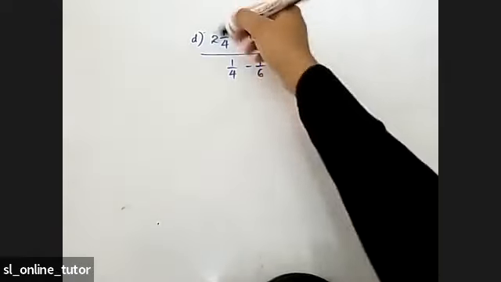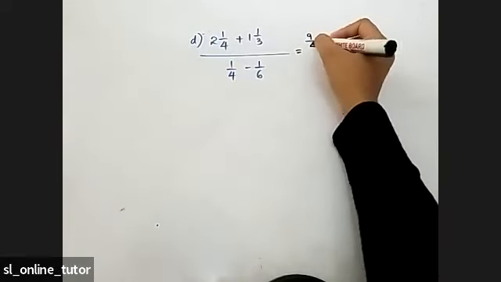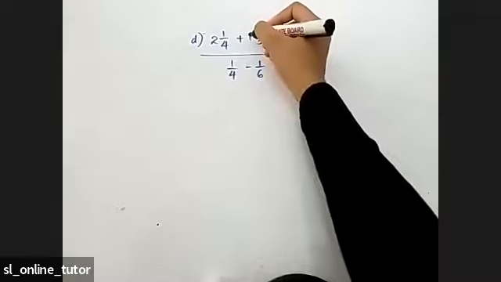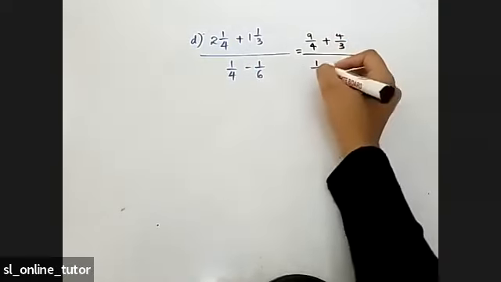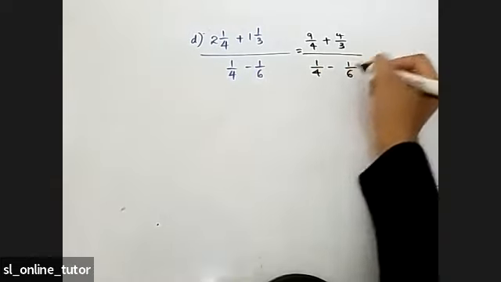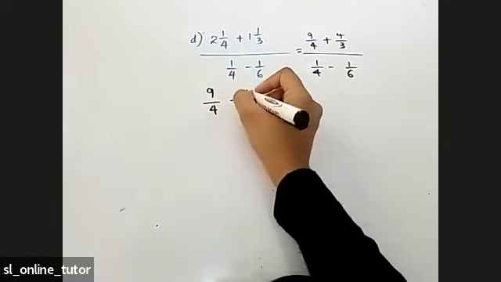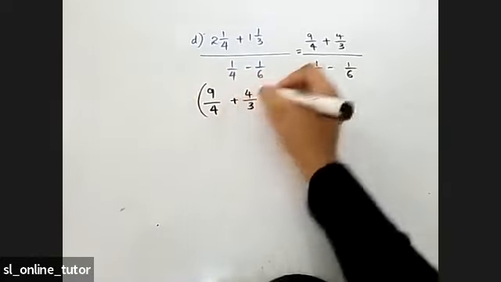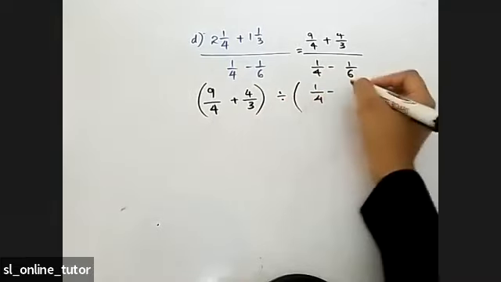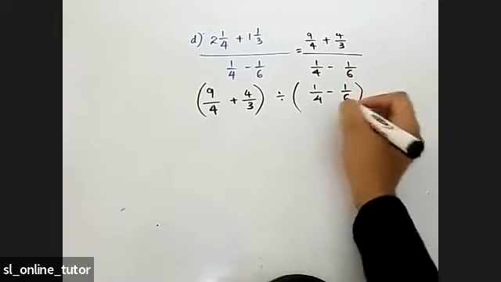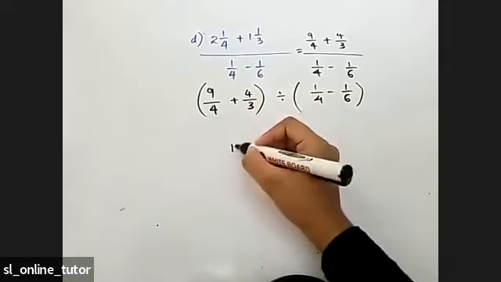Listen carefully. First of all, solve this one. 4 into 2, 8. 8 plus 1, 9. So you get 9 upon 4 plus 3 into 1, 3. 3 plus 1, 4. 4 upon 3. Then 1 upon 4 minus 1 upon 6. Now this is similar to the previous question. You just write them within brackets. But here you can see this is an addition. Denominators are different. So you have to make the common denominator for both of these pairs, addition and subtraction. If you have different denominators, you have to make the common denominator. So the common denominator is 12 here.